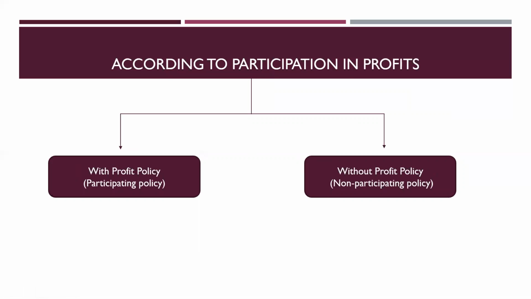Now, according to participation in profits, it's been classified into with profit policy and without profit policy. It is also known as participating policy and non-participating policy. Under with profit policy, the insured or the assured person is allowed to get a share in the profits of the insurer, in addition to the sum assured. So they can claim a share in the profits of the insurance company. In without profit policy or non-participating policy, the insured does not have any right to a share in the profits of the insurance company. They will be only able to claim the insured amount.